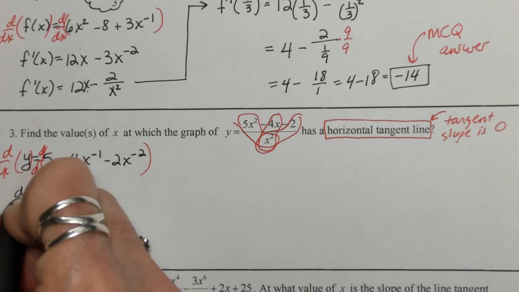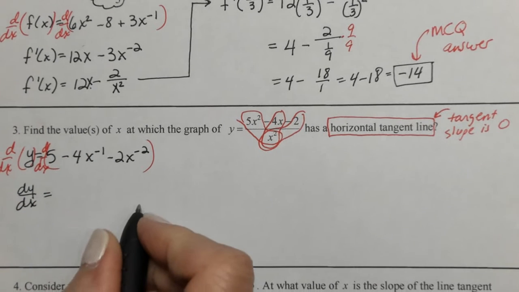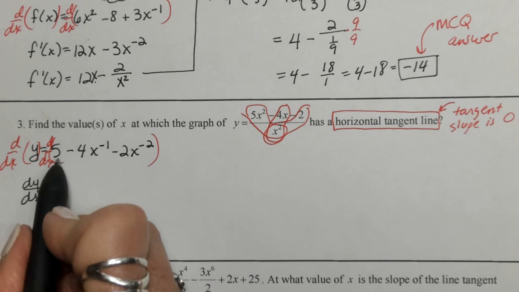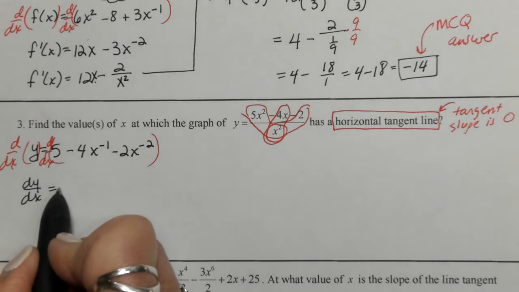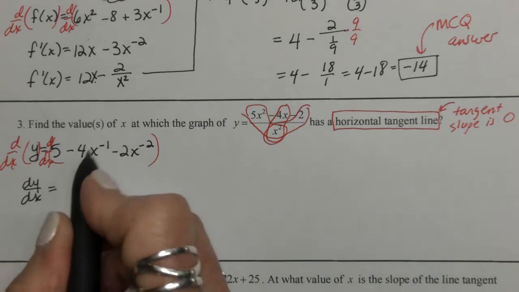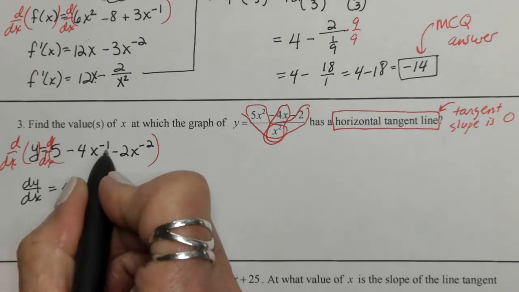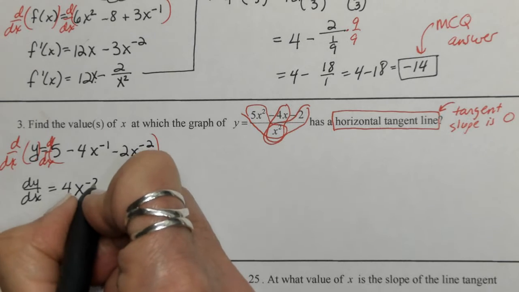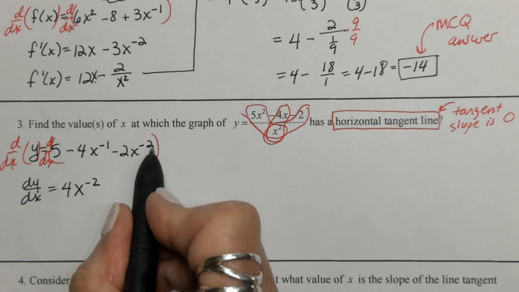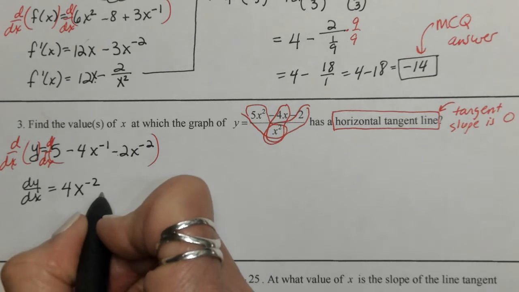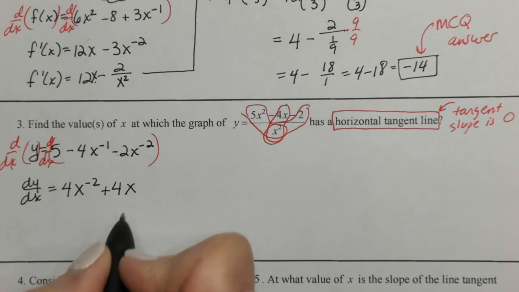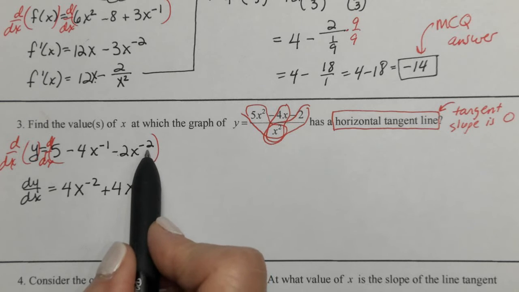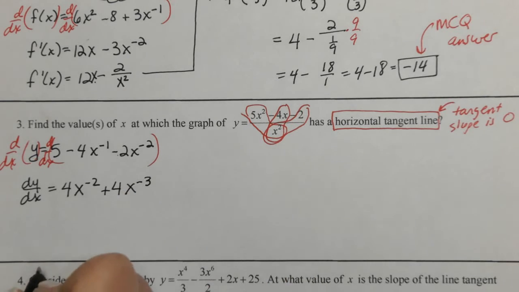We get dy/dx, or you can call that y prime if you prefer, either way, because they mean the same thing. The derivative of any number is 0. Negative 1 times negative 4 is 4. Keep your x, reduce your power by 1. Negative 1 minus 1 is negative 2. Negative 2, the power times the coefficient, will be a positive 4, x to the... Keep your x, subtract 1 from your power, so negative 3.